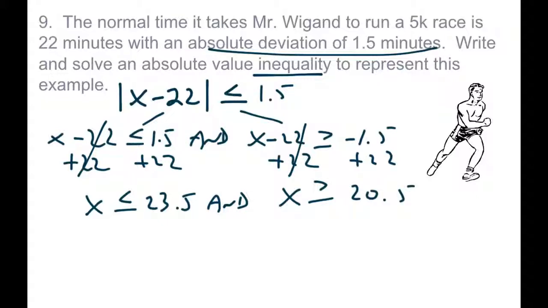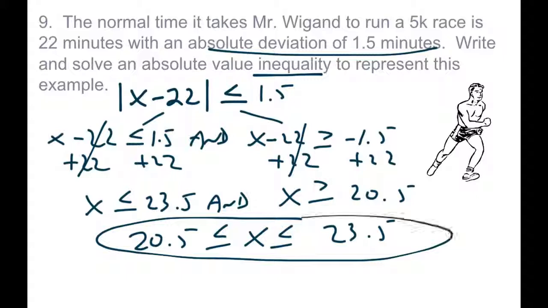And then we don't leave our AND statements like this, so we're going to need a smaller number to the left, bigger number to the right, variable in the middle, less than or equal to, and then that would be our solution. So we wrote an inequality, and then we solved it. So it looks like Mr. Wigand can run a 5K anywhere from 20.5 minutes up to 23.5 minutes.